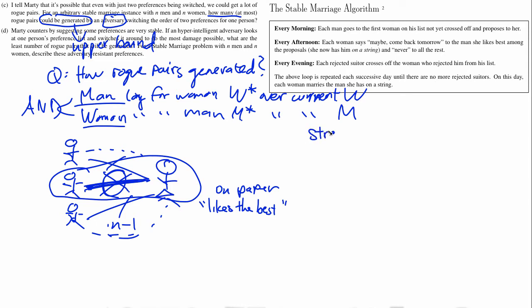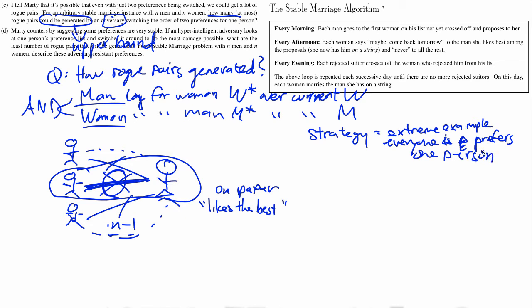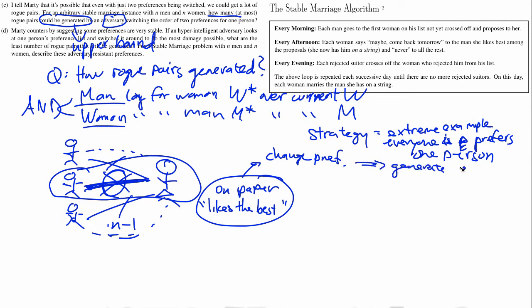Note that our strategy was to bring an example to the extreme. So an extreme example, where everyone prefers one person. Good. So this shows that one person's change in preference, so if we change this preference, then all of a sudden we can generate as many as n-1 rogue pairs, couples.